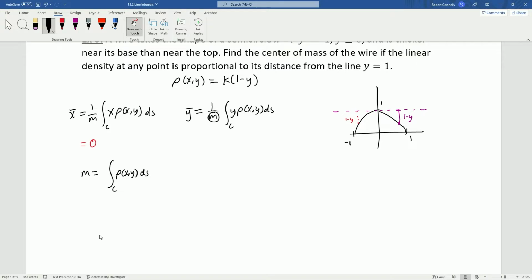And of course, we're going to use the same parameterization that we usually use for a circle. So we're going to use cosine of t, sine of t for x and y. Let's start out by rewriting this a little bit. This is the integral of k times 1 minus y ds. Now our integral is going to be from 0 to pi based on this parameterization. We can pull the constant k out in front.